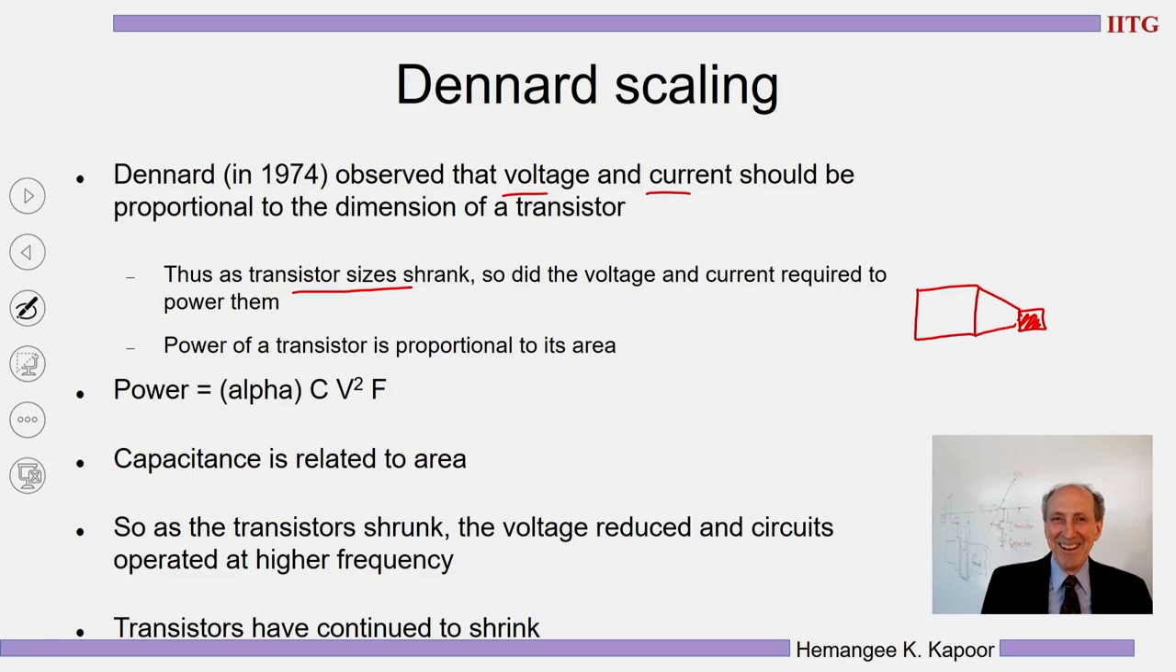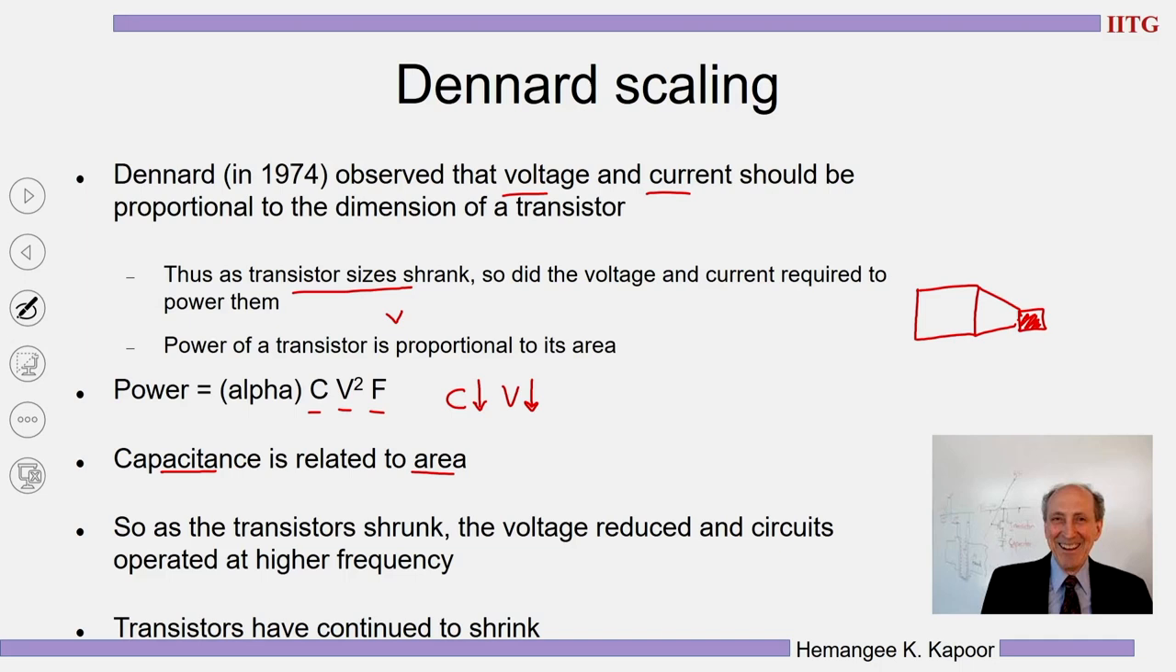So if I quickly give you an example, the power equation is, this is the dynamic power. It is alpha multiplied by C V square F, where C is the capacitance, V is the voltage, and F is the frequency. So that is the dynamic power consumed by a device. So what are we saying? As the transistor sizes shrank, the voltage and current reduced. So the V came down and the transistor sizes shrank. So I would say this impacts the capacitance, because capacitance is related to the area. So capacitance is proportional to area. So if I reduce the area, the capacitance goes down. So my C is going down, my V is going down.